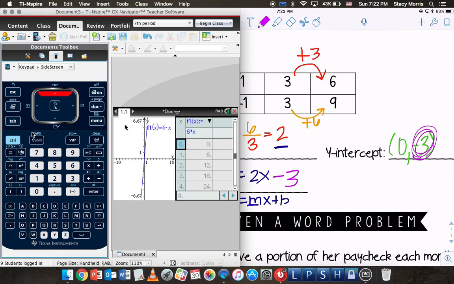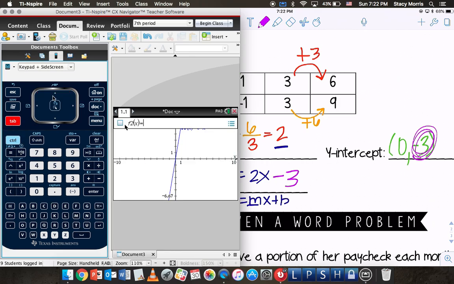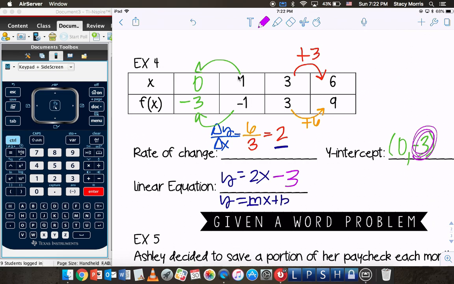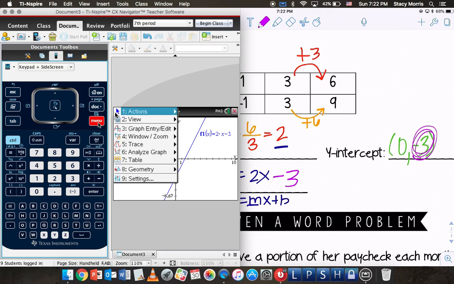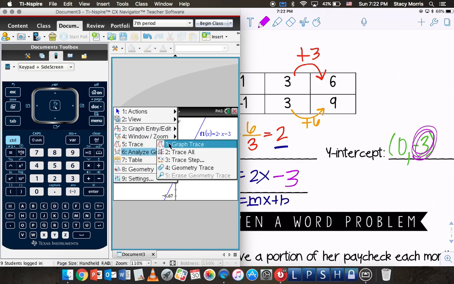So I'm going to go back to my calculator, Control T to get rid of the table, Tab, go back up to F1, delete this to the equal sign, 2x minus 3, enter. So there's what the line would look like. So now I just want to double check, do I have the right points? So I should have 0, negative 3, 1, negative 1, 3, 3, and 6, 9. So 0, actually I need to trace, I forgot to trace. So menu, trace, graph trace.